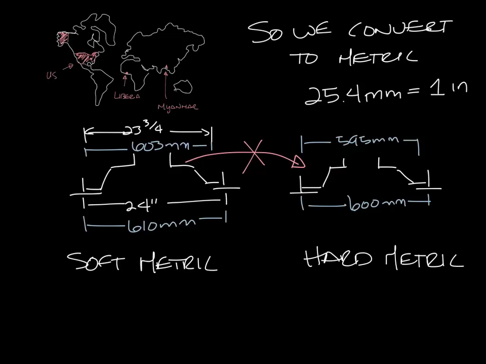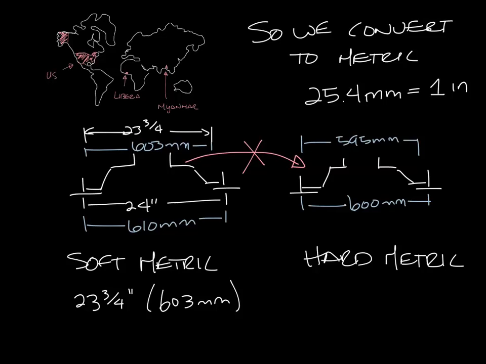When you just convert the numbers using the 25.4 millimeters in an inch, you get soft metric, and when you're actually sized in millimeters, that's called hard metric. Sometimes you'll see both on a submittal or some documentation, like 23 3/4 and then in parentheses 603 millimeters, but that's usually a soft metric conversion as well.